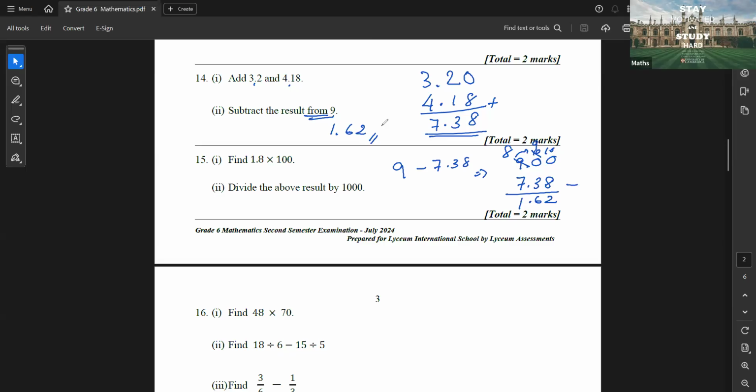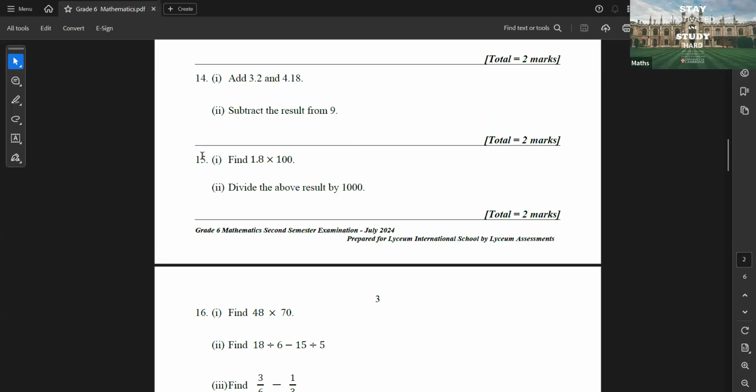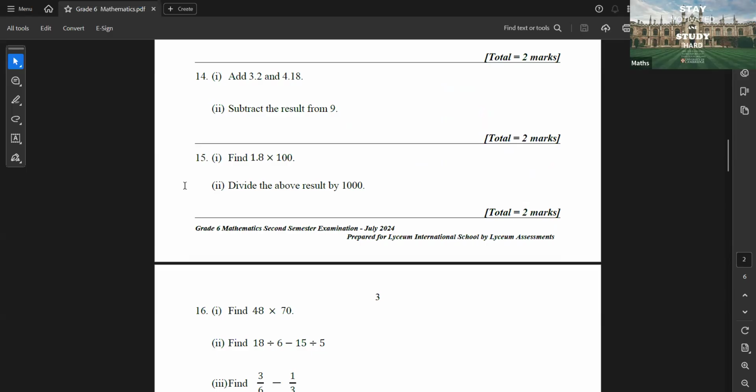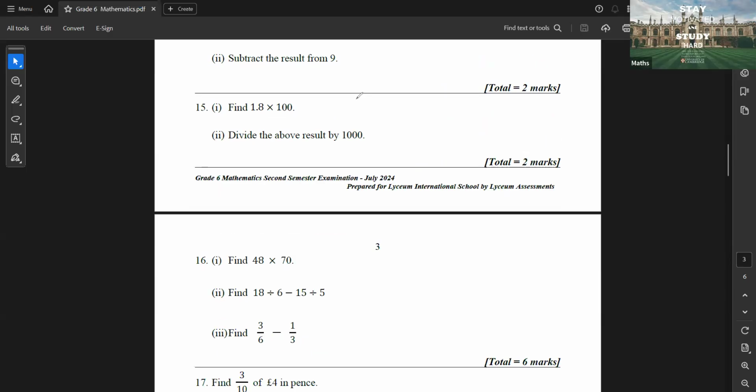Moving on. Question number 50. Here, find 1.8 times 100. Multiplying by 100 means 2 zeros, so the decimal point moves two places. Now here is the decimal point. So you can write 1, 8, and you fill the empty place with a zero. 180. That's the answer here.